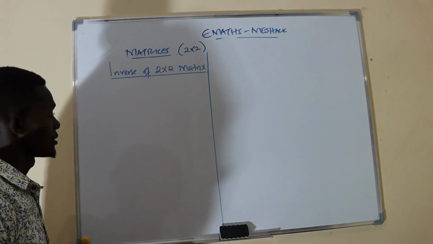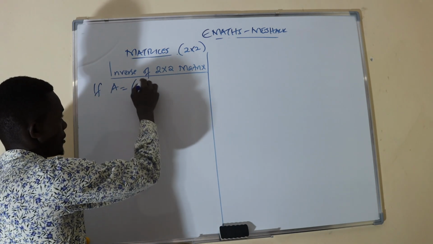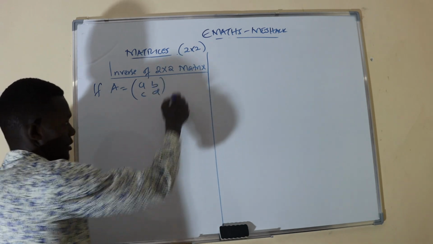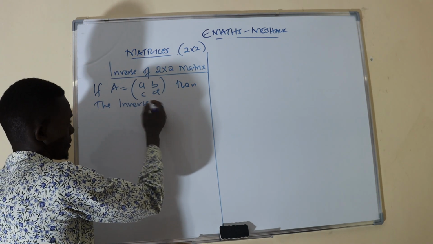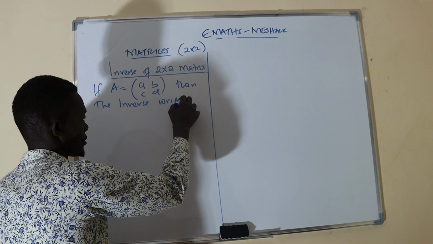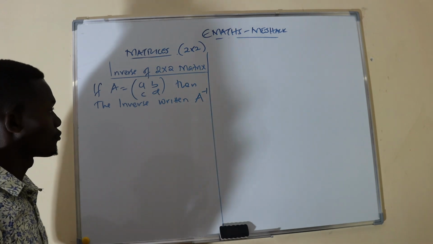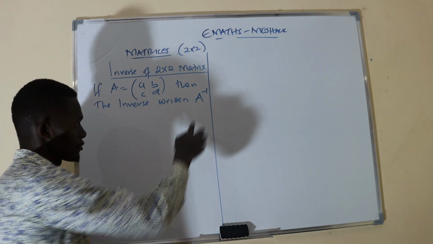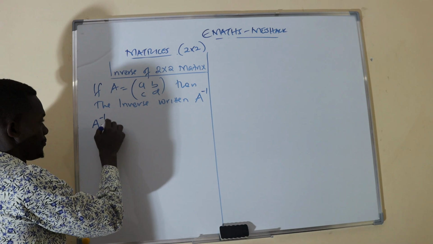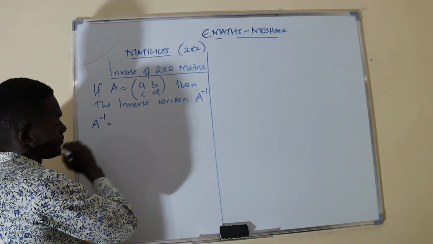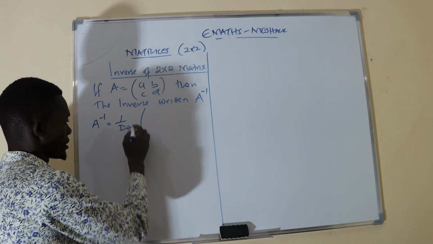So for a 2 by 2 matrix, the inverse is given as follows. If A is given by A, B, C, D, then the inverse is always written as A with a superscript of -1. It shall be given by 1 over the determinant of A.